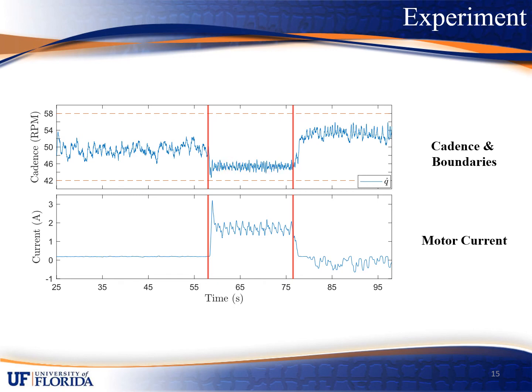And in the last phase, the rider was asked to pedal harder than they normally would, with just enough effort to feel some resistance from the electric motor. As we see, the electric motor was also able to constrain the cadence within the range for this case.